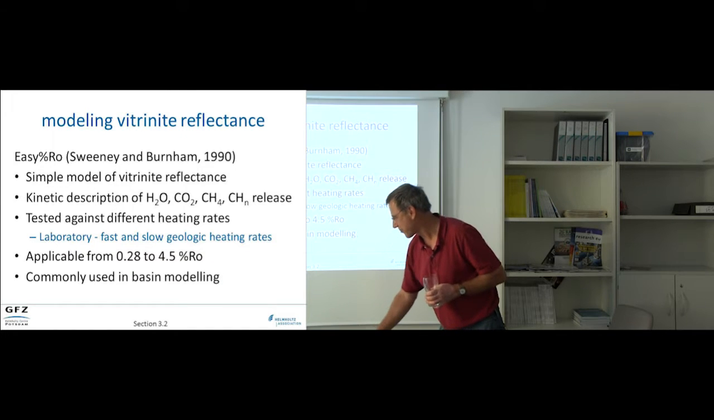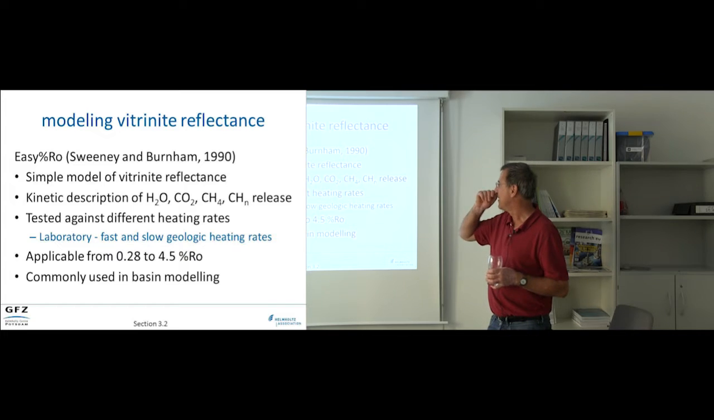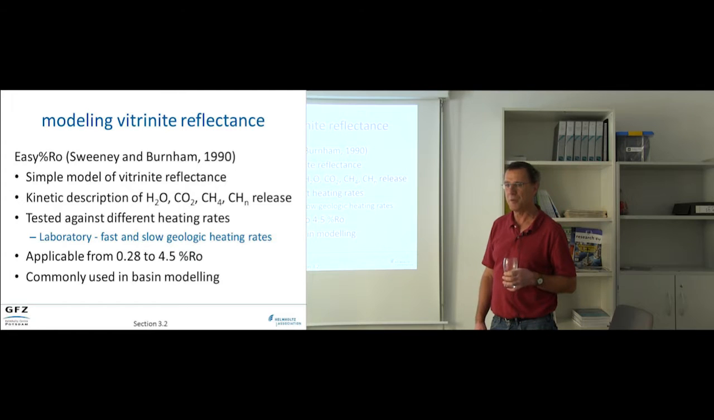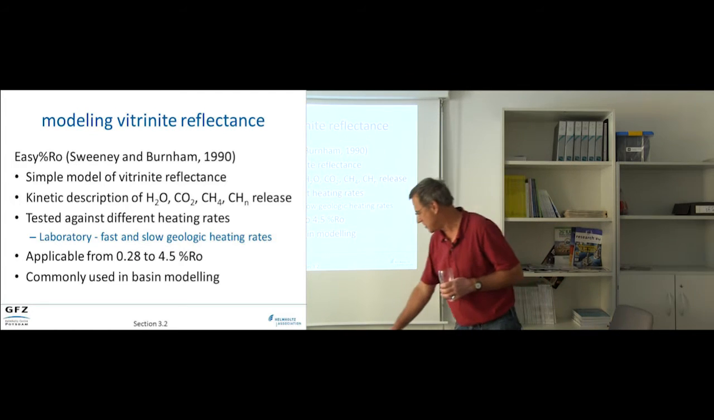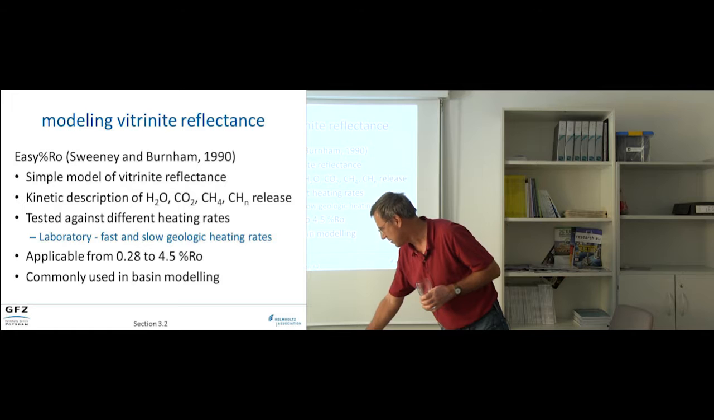As I said, the most commonly used is EasyRo, not undisputed, but it is the most common approach to calculate vitrinite reflectance over time as a function of temperature. It works quite nicely, not always perfect, but gives you some good results to calculate your model. The results you will see later.